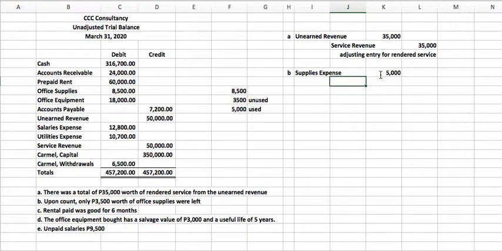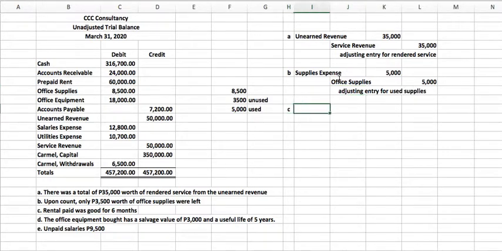And then what would we credit? Look at your office supplies, which is at 8,500. It should be only 3,500 because that was the only worth of supplies left, right? Meaning we have used 5,000. So from 8,500, we should make this 3,500, and that is to decrease 8,500 by 5,000. How do we decrease office supplies? We credit office supplies by 5,000 pesos. Explanation, adjusting entry for used supplies.